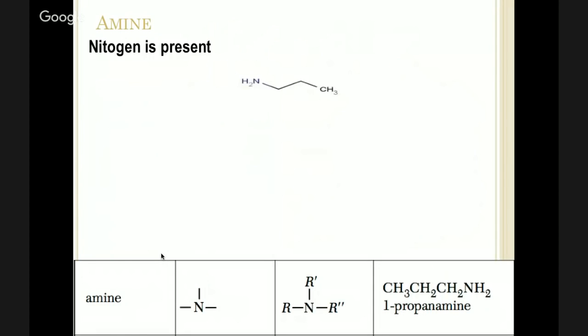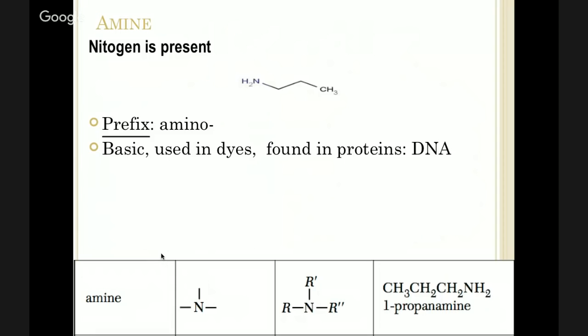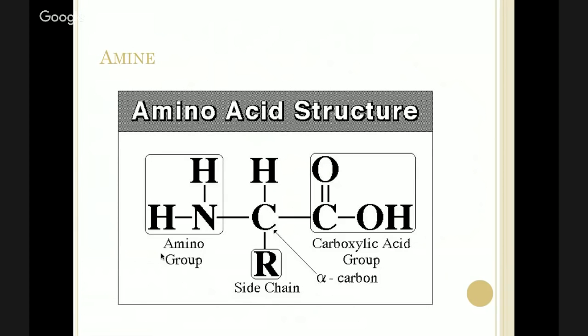Amines means there's a nitrogen present on the chain. The example that they gave you was 1-propanamine. That means there's 3 carbons, and NH2 is at the end on the first carbon. It could be on the second and the third carbons as well, so you need to tell me where the nitrogen is present. You can also use it as a prefix, like amino. So this might be published somewhere else as an amino group on the propane, but I wouldn't worry about that too much. It's basic and it's used in dyes and found in proteins like amino acids. And then here you have an amino acid with the amino group and the acid group together. Thus why it comes up.